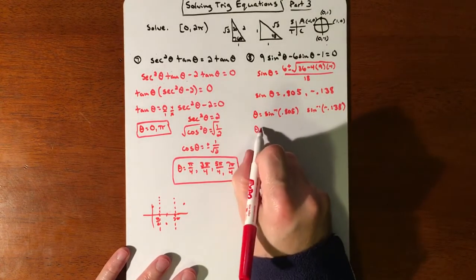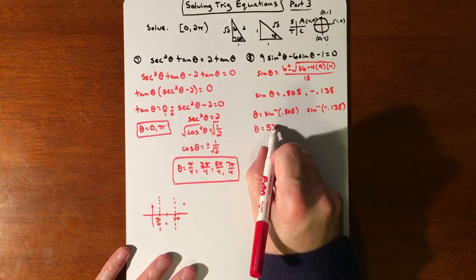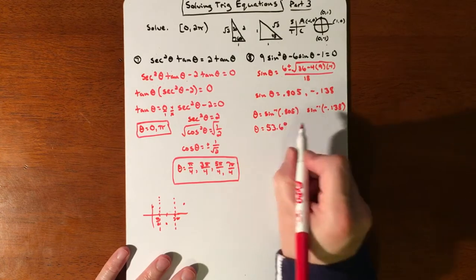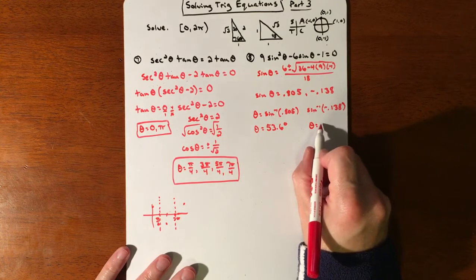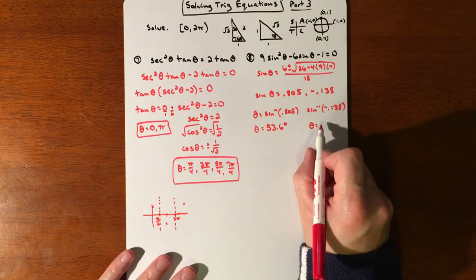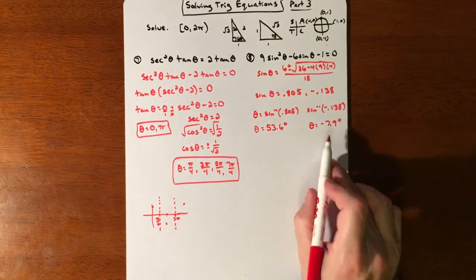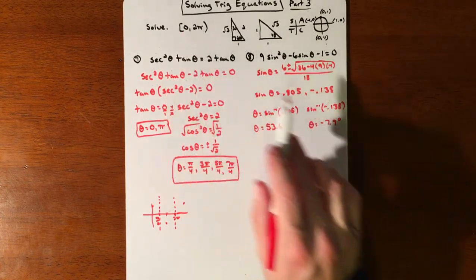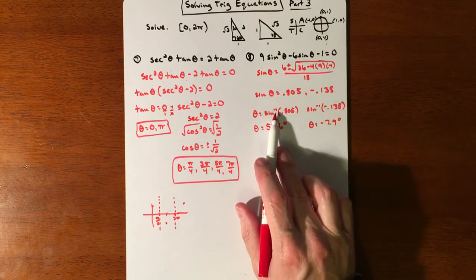All right, so if we plug that into a calculator, we're going to get an answer of 53.6 degrees. And over here, we're going to get a negative angle out of this, so negative 7.9 degrees. All right, so here's our problem. Negative 7.9 is not in our range. So there's problem 1. Problem 2 is our original problem was not an inverse sine problem. So we have multiple answers.